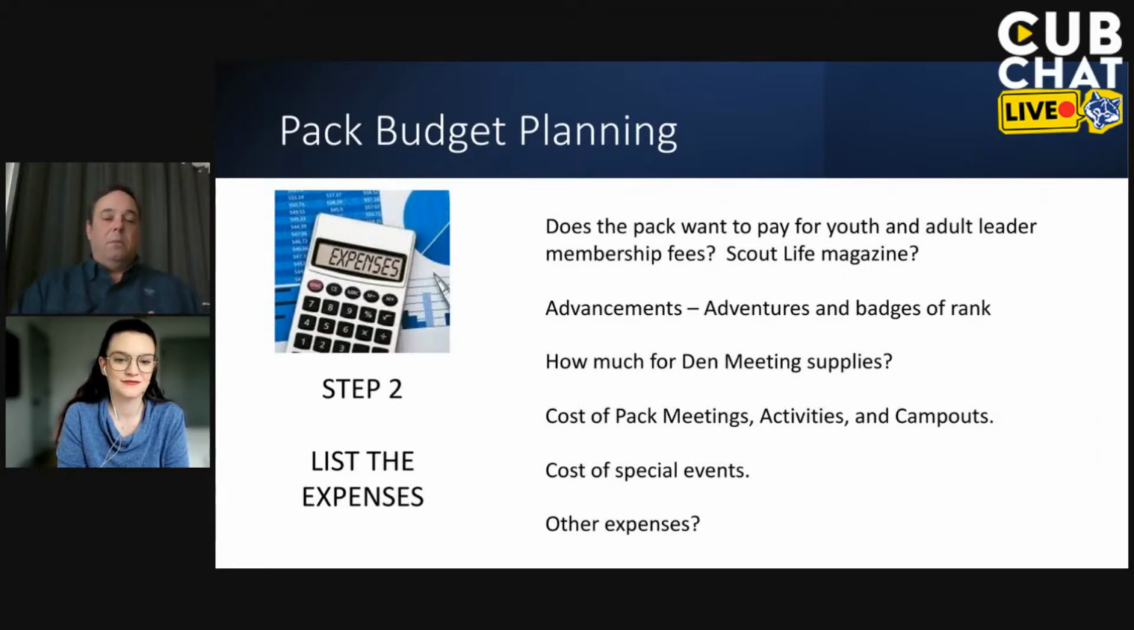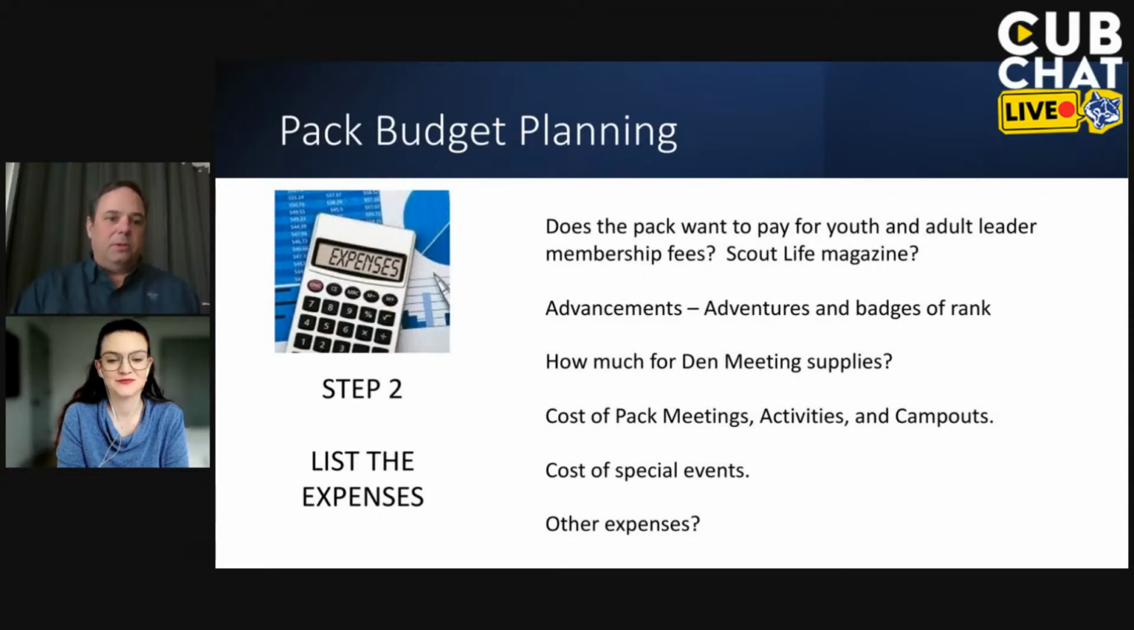Advancements: how many advancements are you expecting your kids to earn this year? Not just their badges of rank, but you also want to budget for adventures. And do you allow for families to do adventures at home? And if so, and they report that, how many do you limit that? Is that unlimited? Right now is the time to start talking about those things, instead of when you're in the heat of the moment and someone asks the question and you've never addressed that before. So that's a good one to ask. We talked about den meeting supplies, right? That's a key element, right?